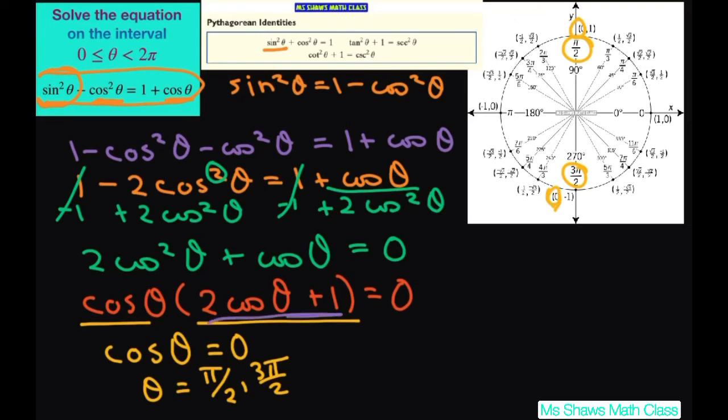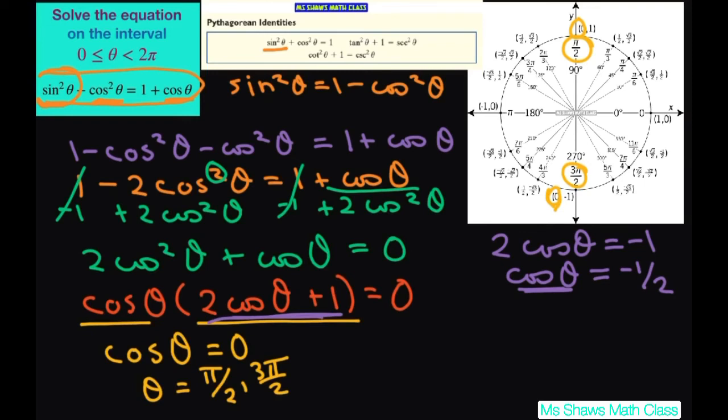And now for this one, solve for cosine. So when you subtract 1 from both sides, you get 2 cosine of theta equals negative 1. Divide both sides by 2, and you get cosine of theta equals negative 1/2. So we're looking for x, cosine is your x, where it is negative 1/2.